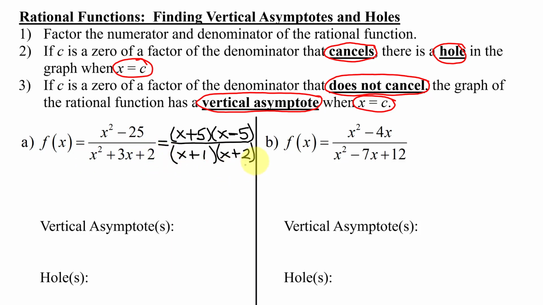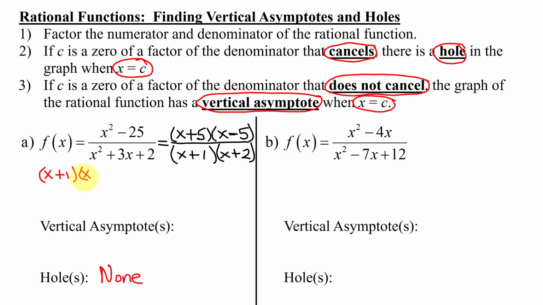So does anything reduce in this expression? No, I have no common factors between the numerator and the denominator. Nothing cancels, therefore I have no holes. So for holes, I put none. And now the two factors in the denominator do not cancel, so those are going to produce vertical asymptotes.